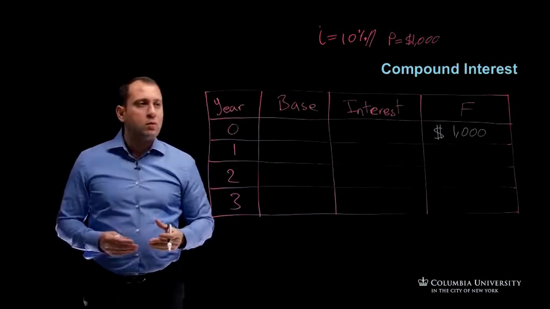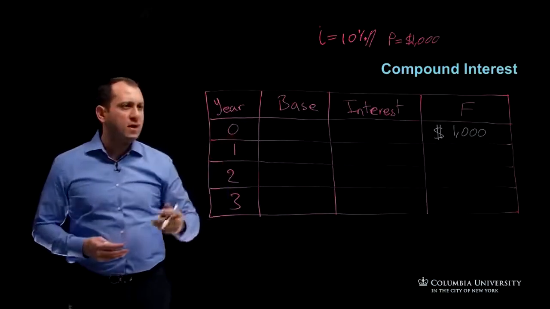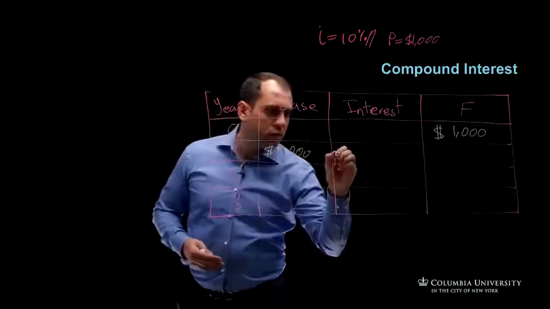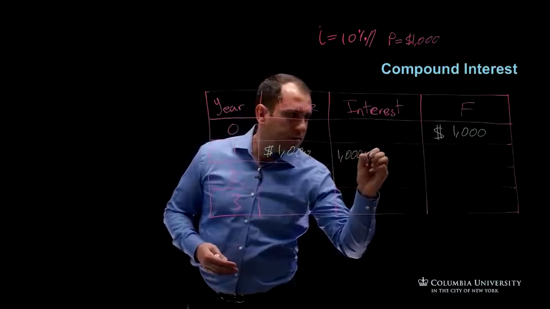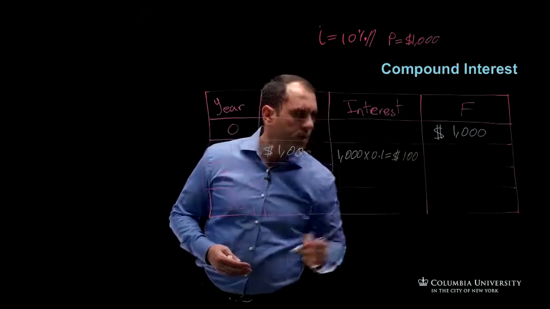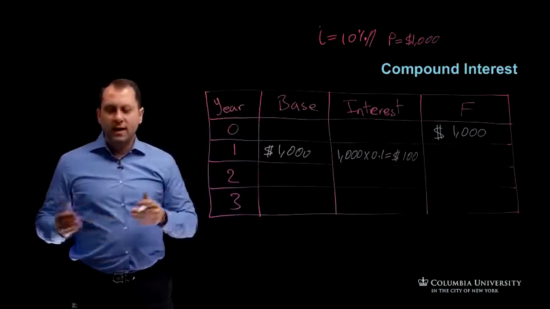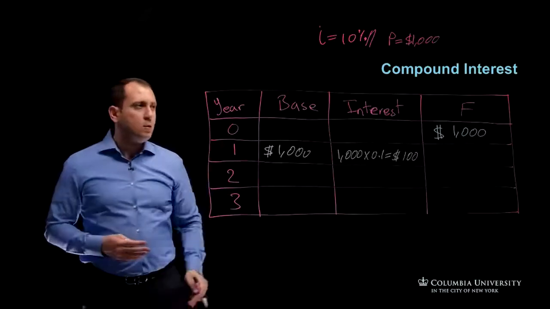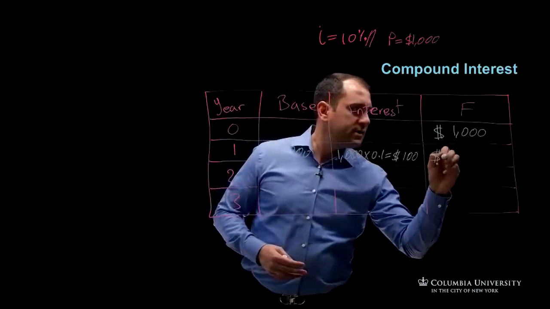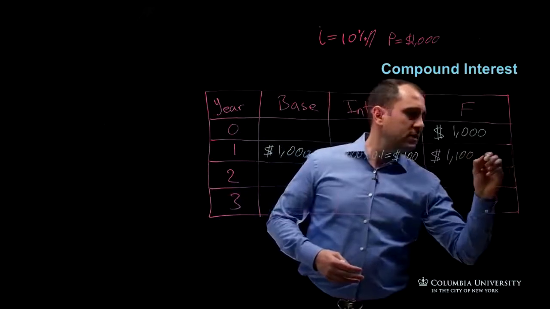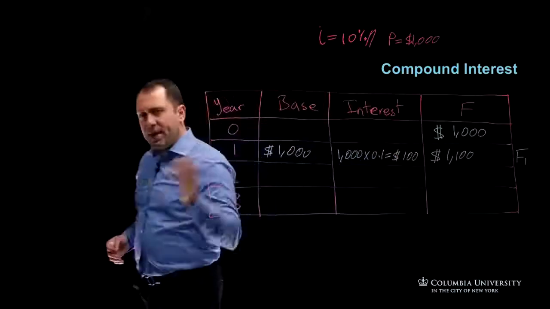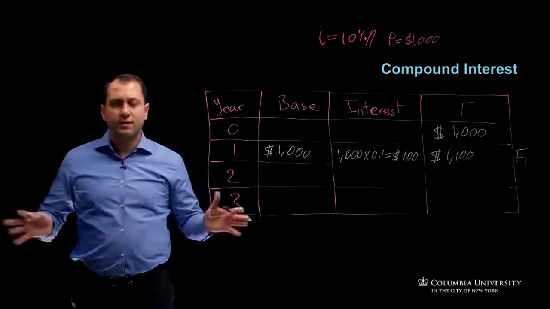For the first year, we apply the 10% on the $1,000, so the base will also be $1,000, and the interest will be 1,000 times 10%, which gives you $100. So the total amount owed at the end of the first year would be the $1,000 plus the $100, let's say F1. Same as the simple interest calculations for the first year.